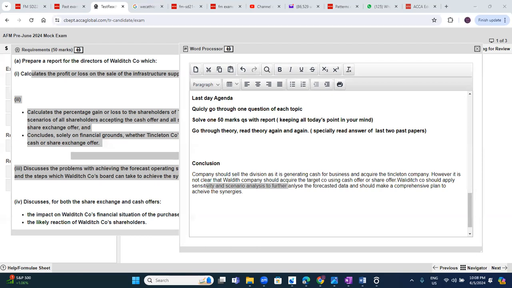Recent theory topic means which is part of the recent attempt. There is a technical article on that as well. Dutch auction method and SPAC, special purpose acquisition company. Just revise it.